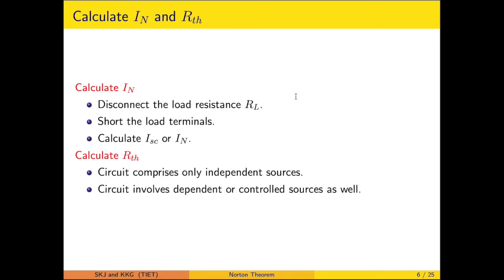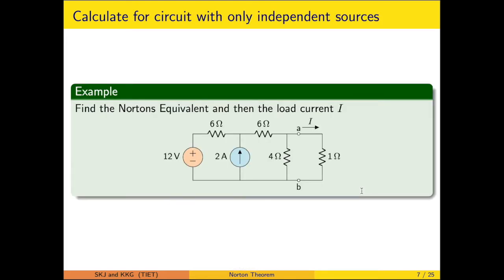Calculation of the IN and the RTH involve the following steps. The IN is the short circuit current, so the process is simple: disconnect the load resistance, short the load terminals and calculate the short circuit current. However, for the RTH, the situation depends on whether the circuit consists of only independent sources, or involves dependent or controlled sources as well, or even only dependent sources. We will go through the examples.